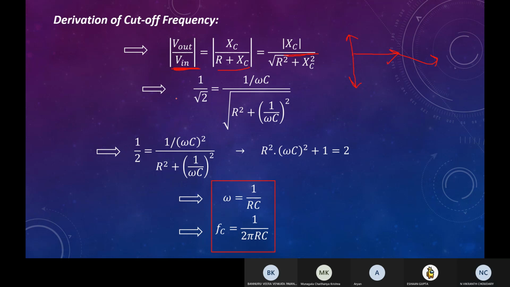So this 1 by root 2 will be equal to 1 by omega C. This 1 by omega C is the Xc value. You all remember this, I guess. And upon substituting this and equating, you will finally get omega is equal to 1 by RC. So omega is equal to 2 pi into f, so fc would be 1 by 2 pi into RC.